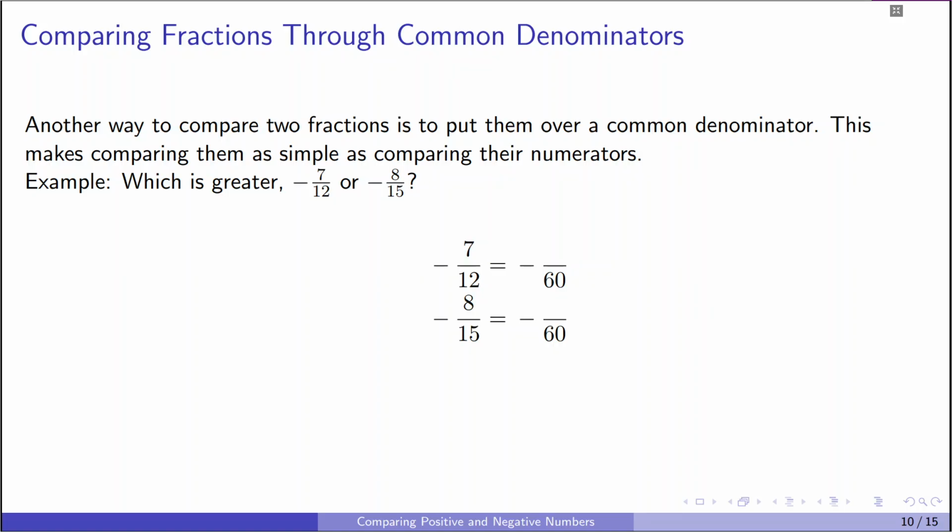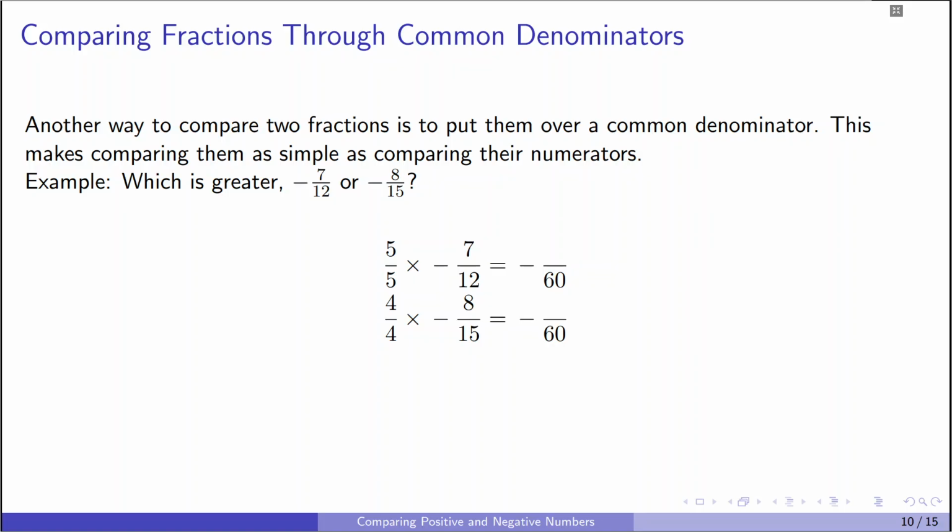What do you multiply 12 by to get 60? Well, you multiply 12 by 5, you multiply 15 by 4. We're not trying to change the value of the fractions. We're just trying to write them in a way that's easier to compare. So that means we have to multiply by 1. That doesn't change it. So that's 5 over 5 and 4 over 4. These are the fractions we use.